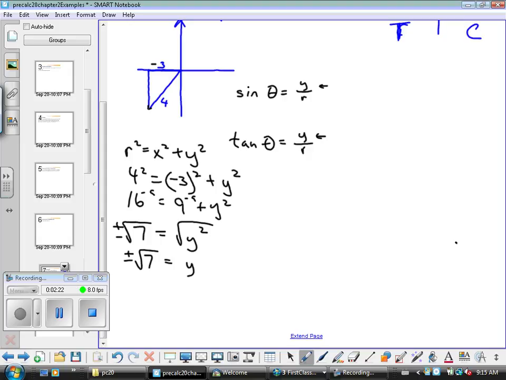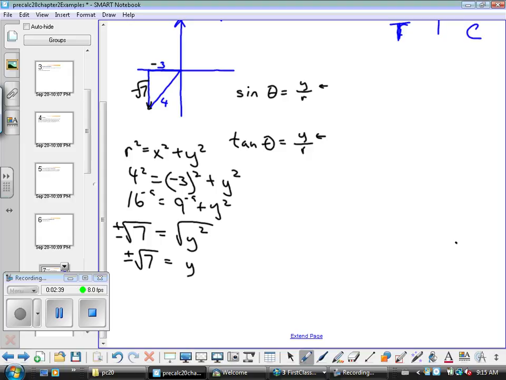And so we're looking for one of these. Because we're in the third quadrant, we're looking for a negative y value. So our y value is going to be -√7. You have to remember you're not always going to get a positive root from this kind of thing. You have to look at what quadrant you're in.